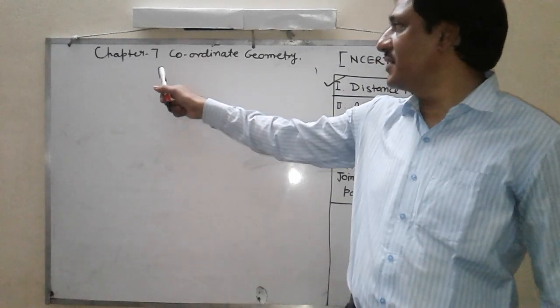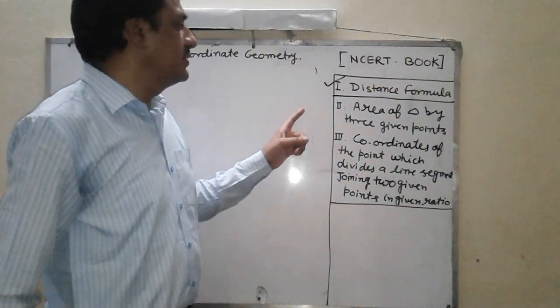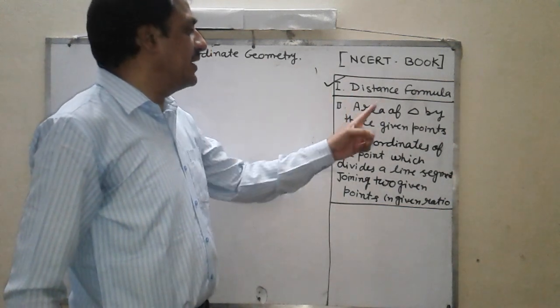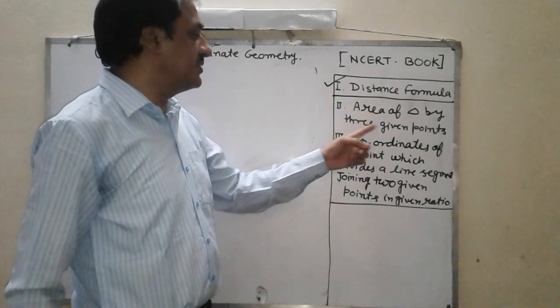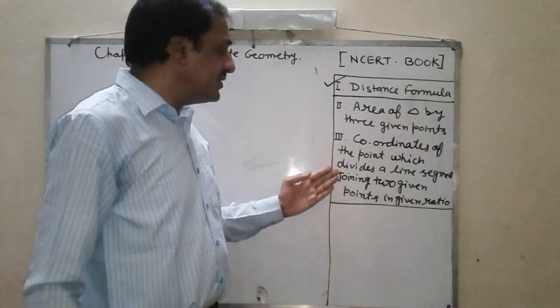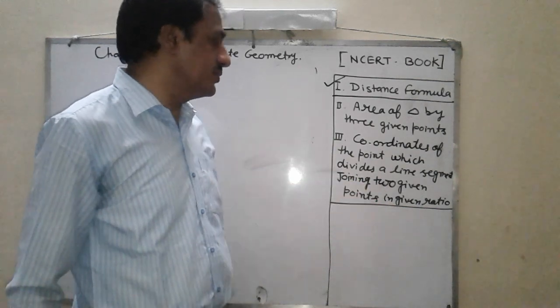Today I am going to start a new chapter, coordinate geometry. In this chapter, we will learn and discuss three things: distance formula, area of triangle by three given points, and coordinates of the point which divides a line segment joining two given points in a given ratio.